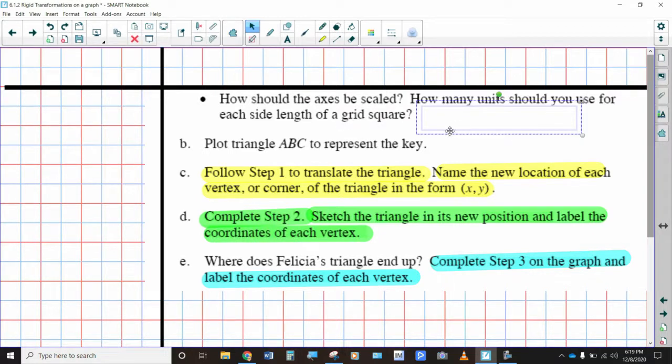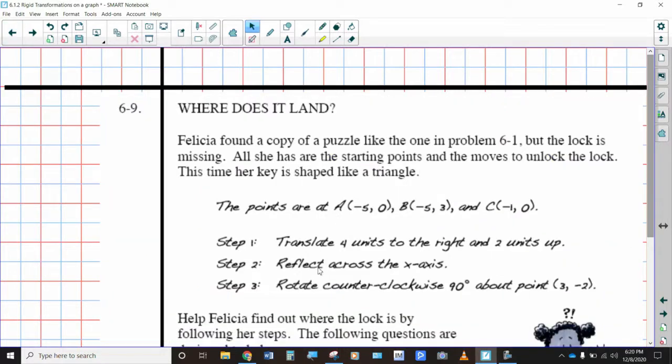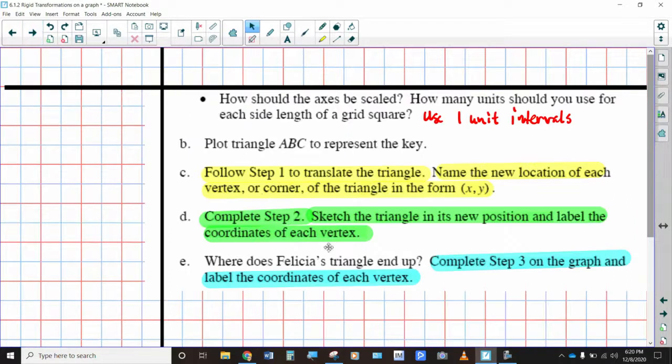And I'm going to suggest for all of these, we count by ones. Make intervals be equal to 1 unit, okay? So remember, we're going to start with step 1 where we do a translation. Then we are going to do step 2 where we do a reflection over the x-axis. And then number 3 was the rotation.